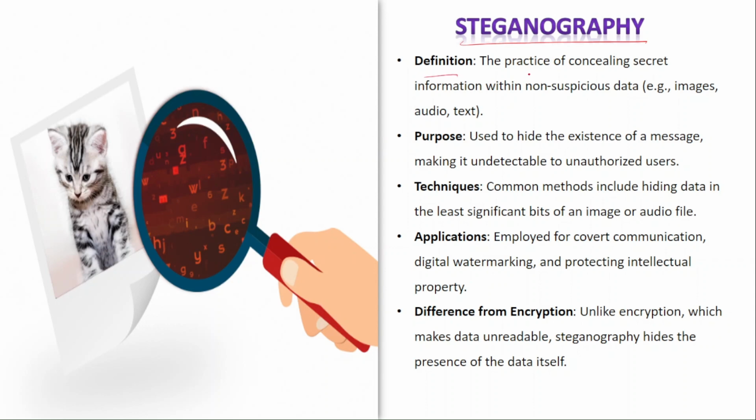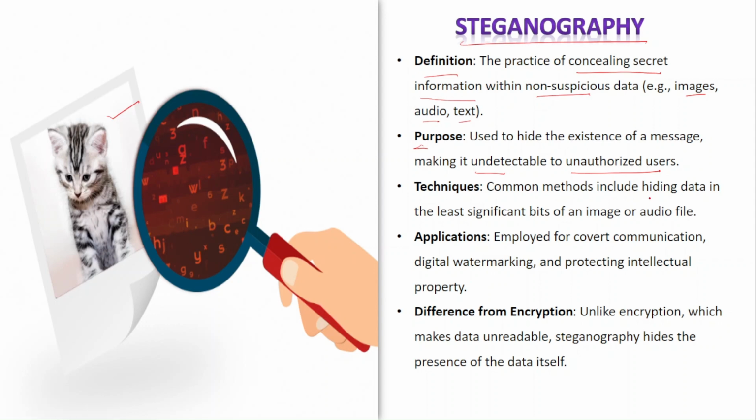What is steganography? It is the practice of concealing secret information within non-suspicious data such as images, audio, and text. As this image indicates, it is the process of hiding data inside pictures, audio, or videos, and the purpose is to hide the existence of a message, making it undetectable to unauthorized users. By seeing this picture, you cannot see these bits and bytes or the hidden message without knowing the process or without analyzing it to extract the message.